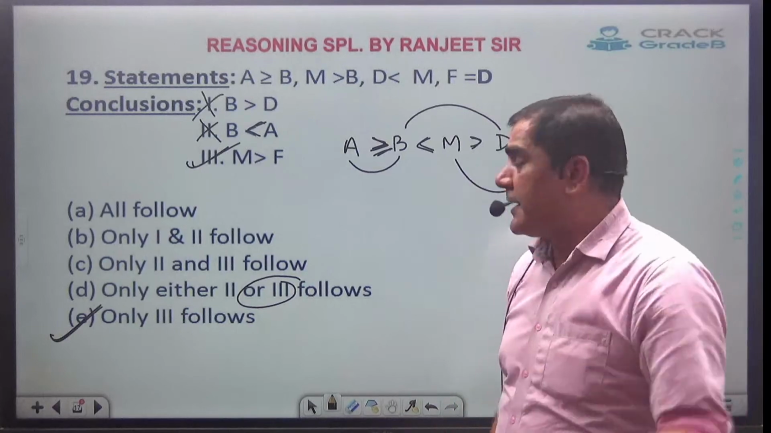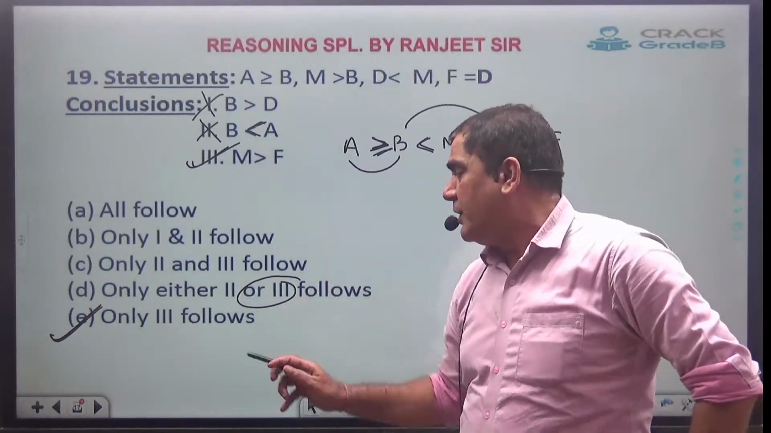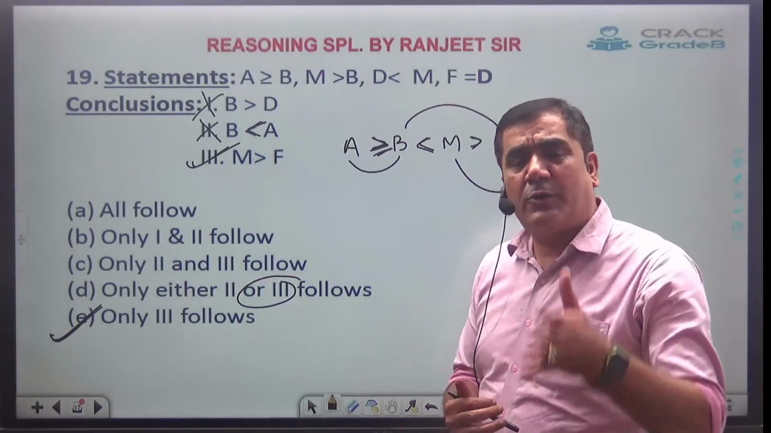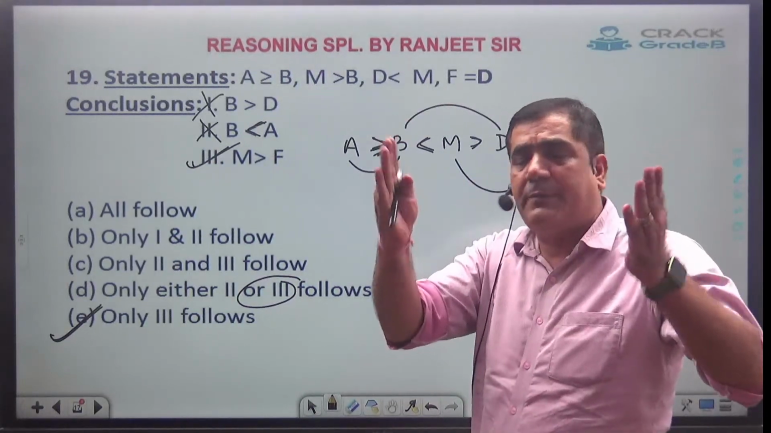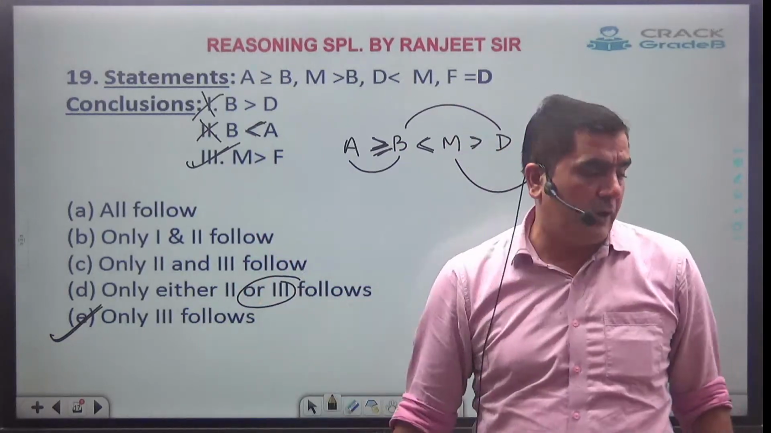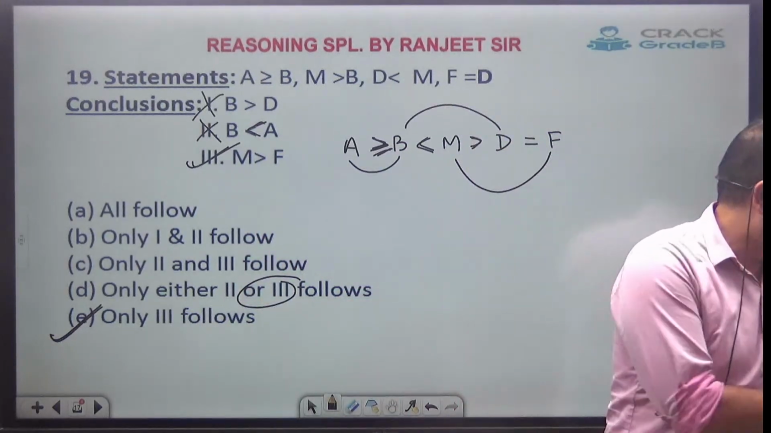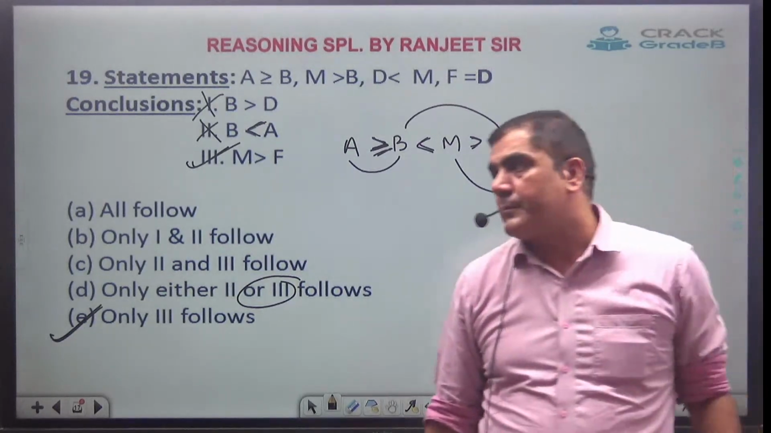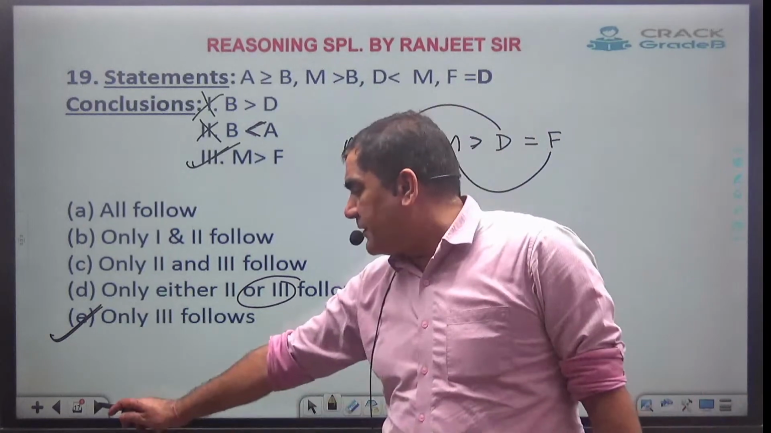Some of the students get confused, like, sir, here third is wrong, so why can't it be either-or, sir? Either-or is not possible because either-or means what? 2 will have 50%, 3 will have 50%. If this is correct, means 100% correct, then the answer should be only E. Clear? Understood? Okay. Let's go for the next one.